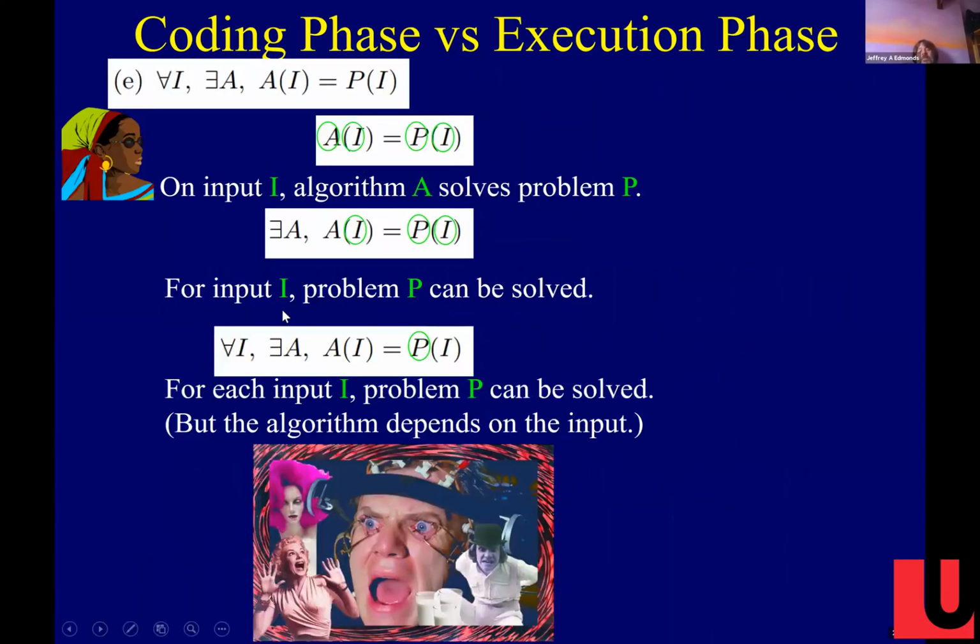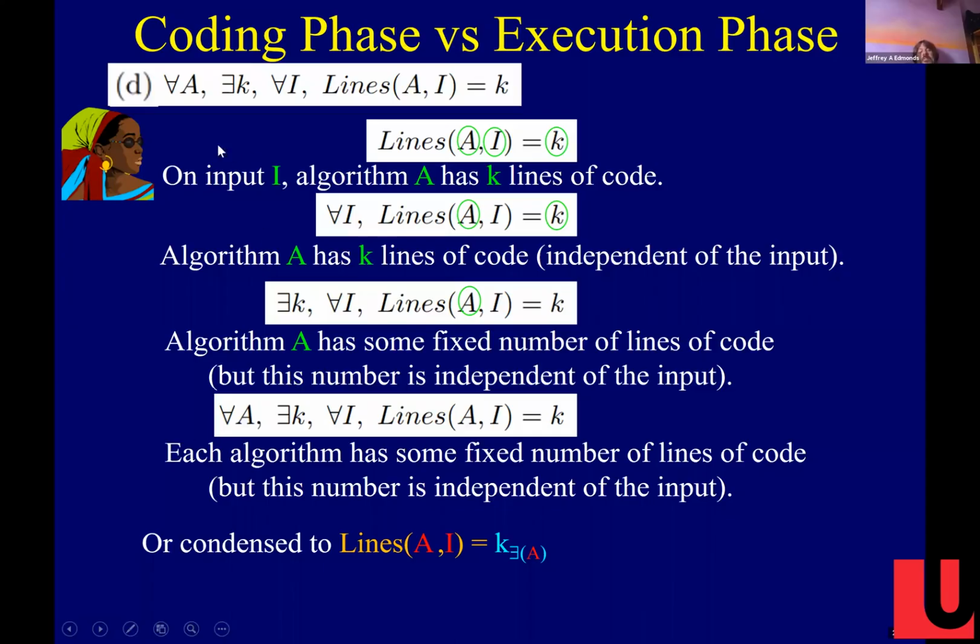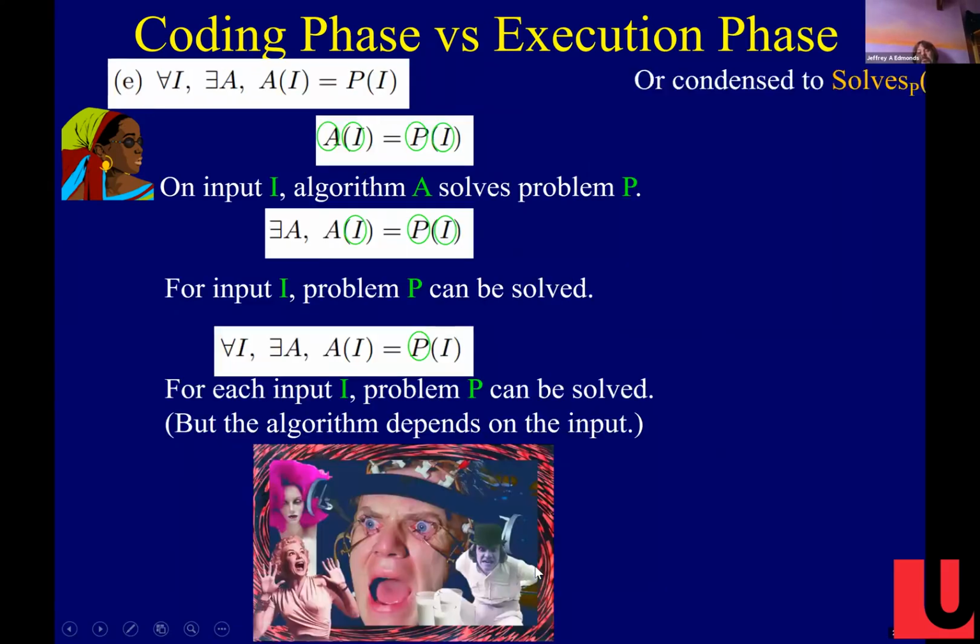And what does this one say? This one says for every algorithm, there's a k, which is the number of lines of code it has, right? So you can choose any k you want. You can choose any I you want. You can choose any algorithm and any I you want, any input you want. And how many lines of code will there be? Well, there'll be some k lines of code, which depends on the algorithm, right? Given the algorithm, there is some k that will work.